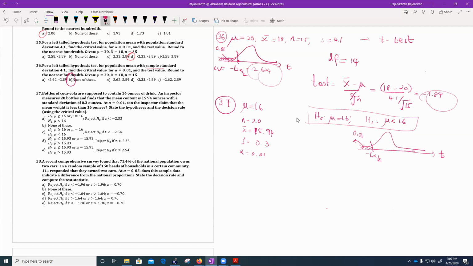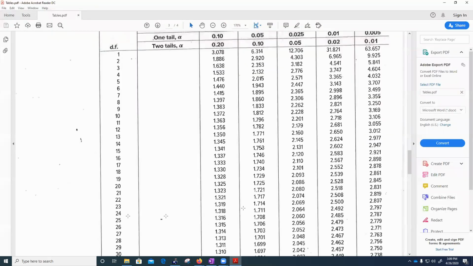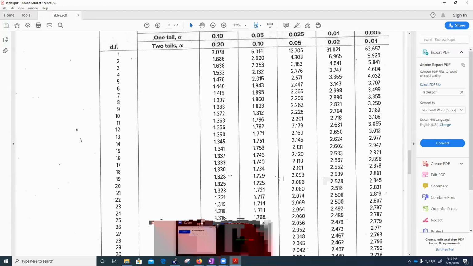Right? But now, what is the degrees of freedom for this problem? Degrees of freedom is 19. So now I need to find the T value with 0.01 with degrees of freedom 19. So for degrees of freedom 19, 0.01 is the second last column. Okay, 0.01. So now degrees of freedom 19. So what is that then? So 19 will give you 2.539. It should be 2.539.